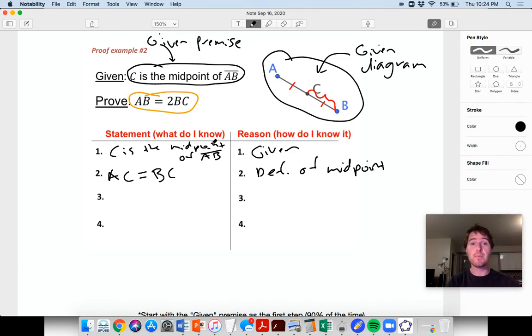So I started with my given premise. I built on it. What could I deduce from that given premise? And I provided a reason for how I got from step 1 to step 2. My justification is I took this information here, C is the midpoint of segment AB, and I'm allowed to establish that those distances need to be the same by the definition of the midpoint.